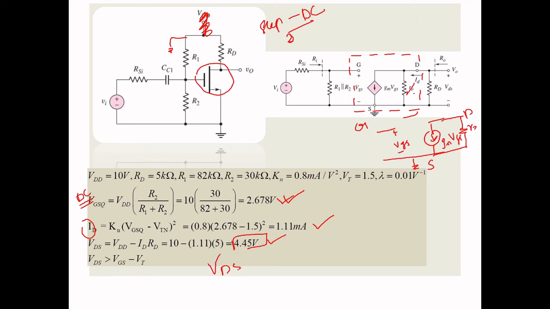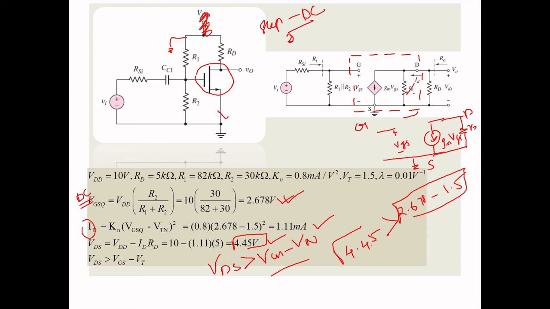Now you can check whether it is in saturation or not. The condition is VDS greater than VGS minus VTN. What is the VDS? We have calculated 4.45. What is VGS minus VTN? You have calculated 2.678 minus threshold 1.5. So you can see clearly the transistor is in the saturation region because this condition is satisfied: VDS is greater than VDS saturation.